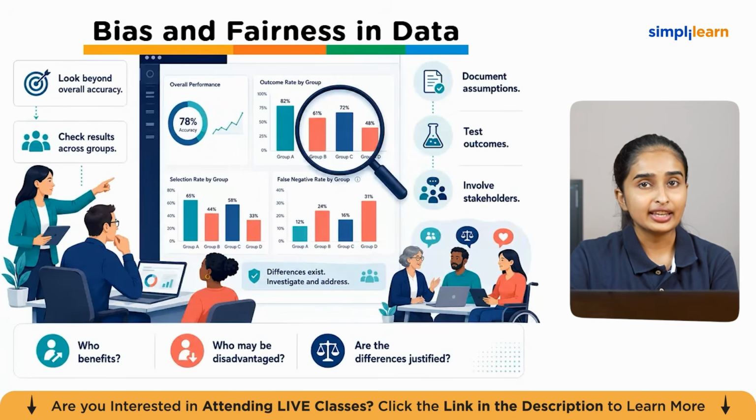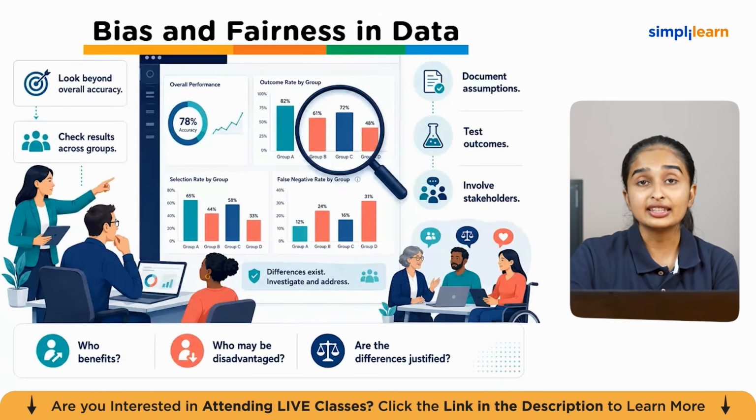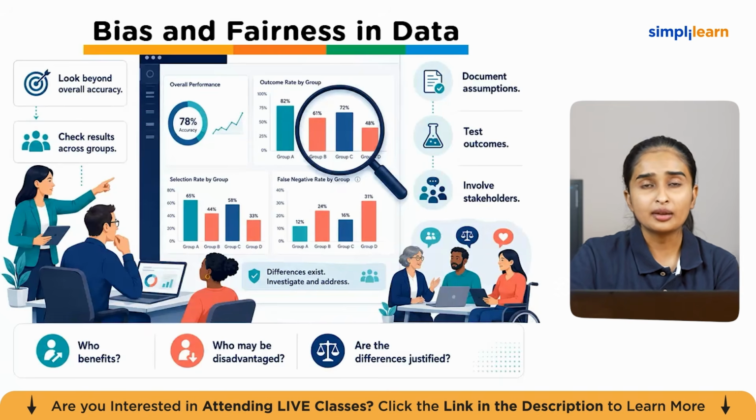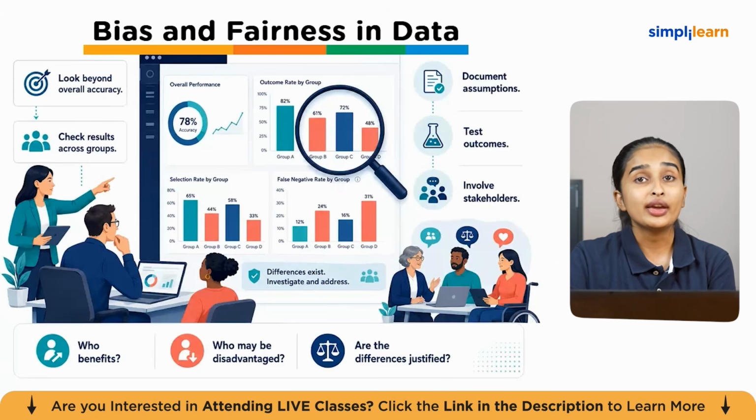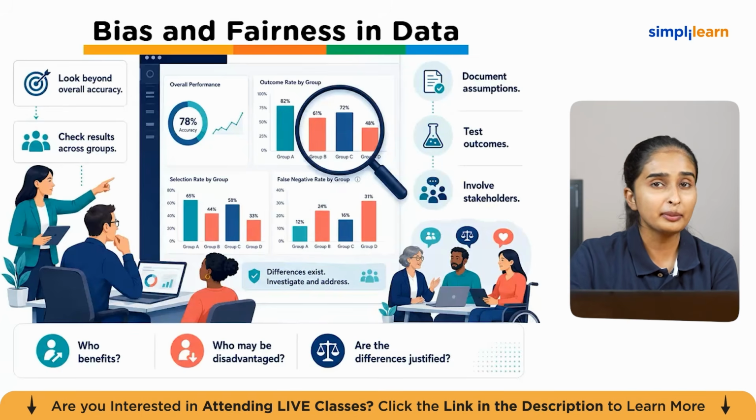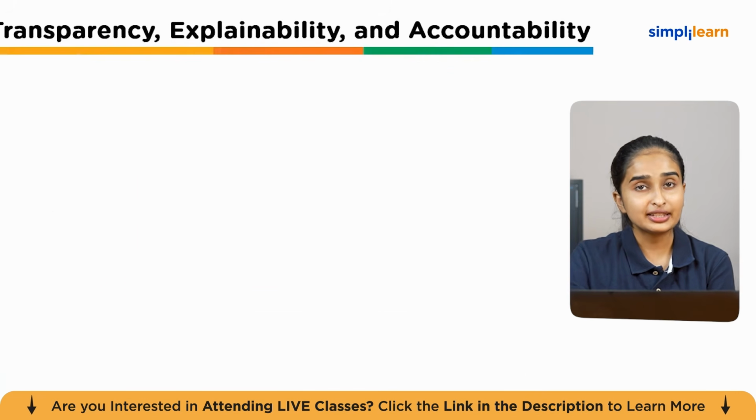NIST describes trustworthy AI as fair with harmful bias managed, while its framework emphasizes measuring and managing risks throughout the AI lifecycle. Importantly, fairness does not always mean giving everyone an identical result. Different contexts may require different definitions and measurements of fairness. The analyst's responsibility is to identify potential harm, document assumptions, test outcomes, and involve appropriate stakeholders when the decisions affect people. Ethical analytics therefore ask not only is the model accurate, but also who benefits, who may be disadvantaged, and are those differences justified. Now let's move on to transparency, explainability, and accountability.